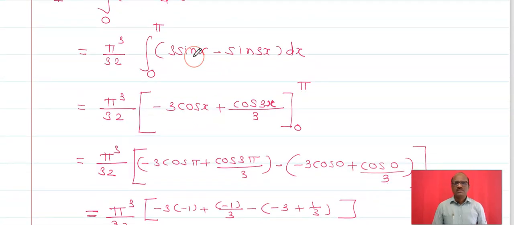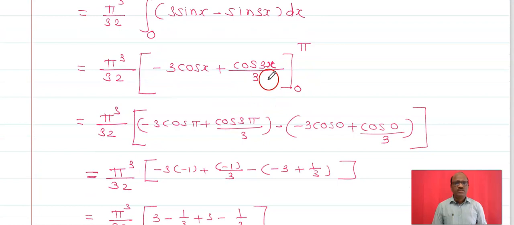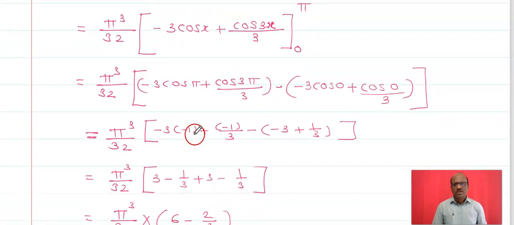Now the integral of sin x is minus cos x, so minus 3 cos x, and the integral of sin of 3x is minus cos of 3x upon 3, and minus minus will become plus, so plus cos of 3x upon 3, from 0 to pi. Now we will substitute the upper limit minus the lower limit: pi cube upon 32, replacing x by pi, minus 3 cos of pi plus cos of 3 pi upon 3, minus the bracket minus 3 cos of 0 plus cos of 0 upon 3. What is cos of pi? Cos of pi is minus 1. Minus in bracket minus 1 will become plus, and minus 1 upon 3. And here is a minus in bracket minus 3 plus 1 upon 3; this minus minus will become plus 3 minus 1 upon 3.